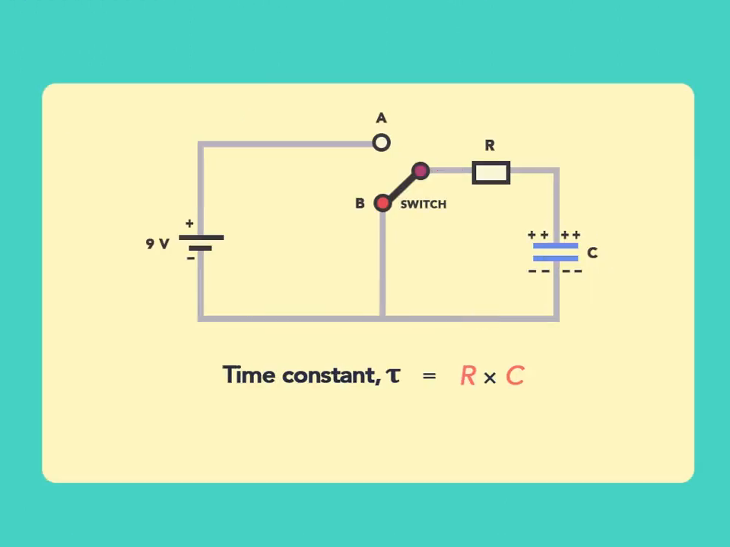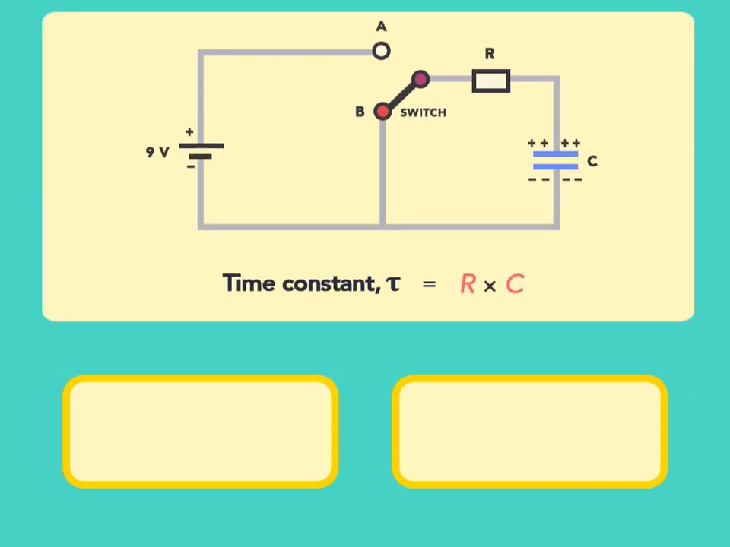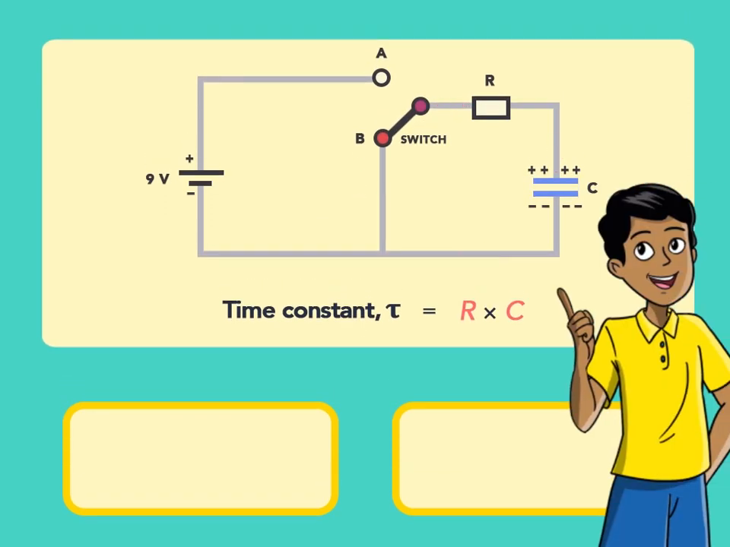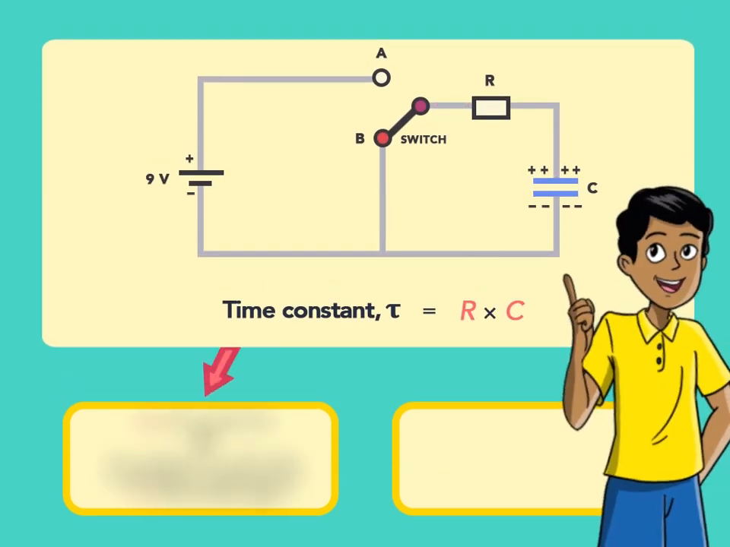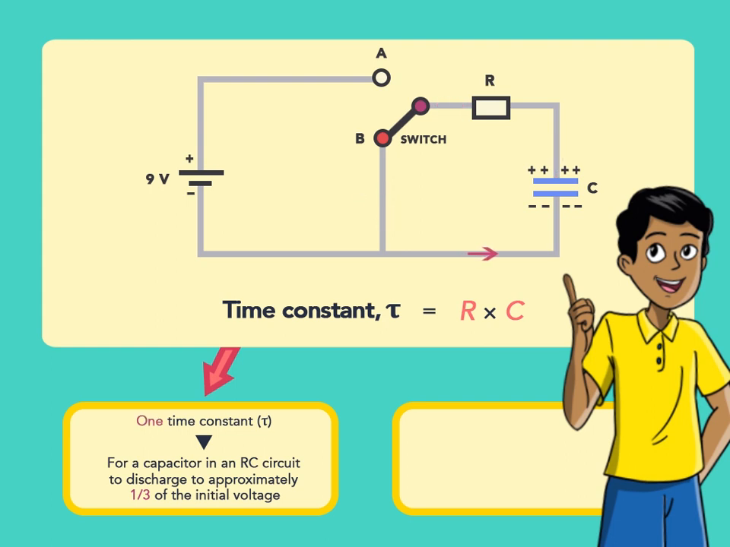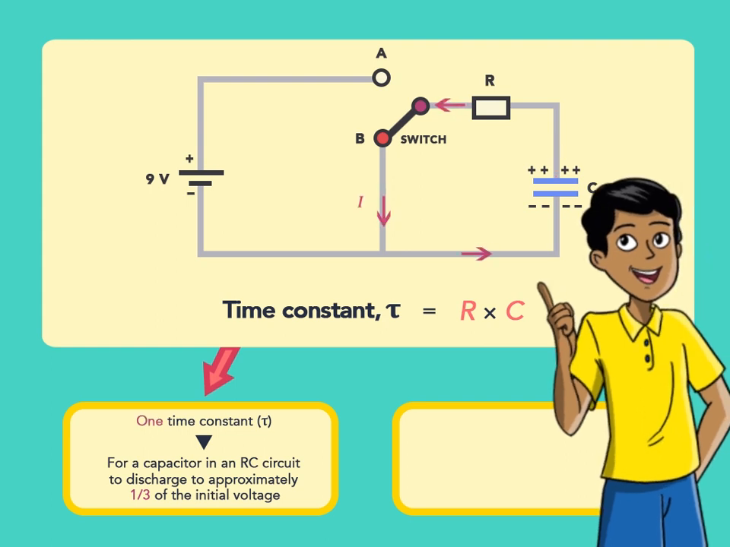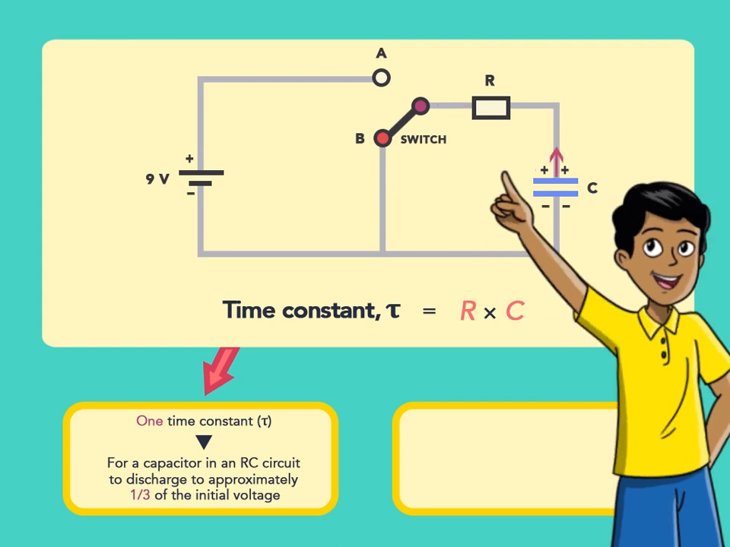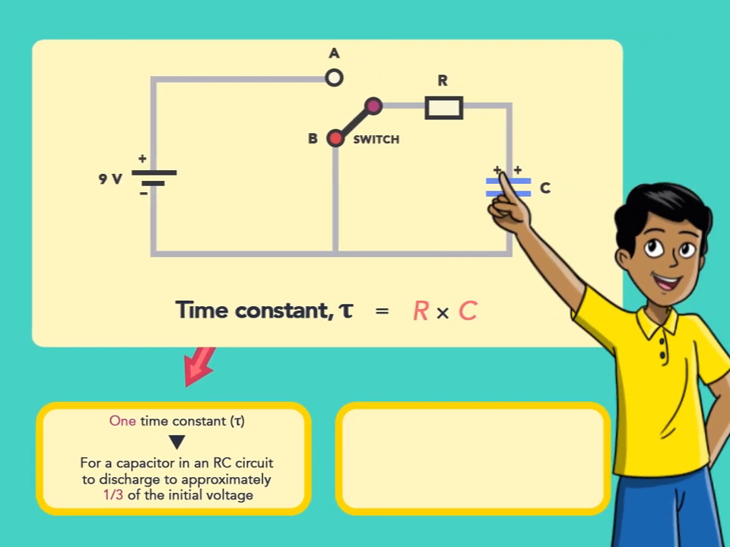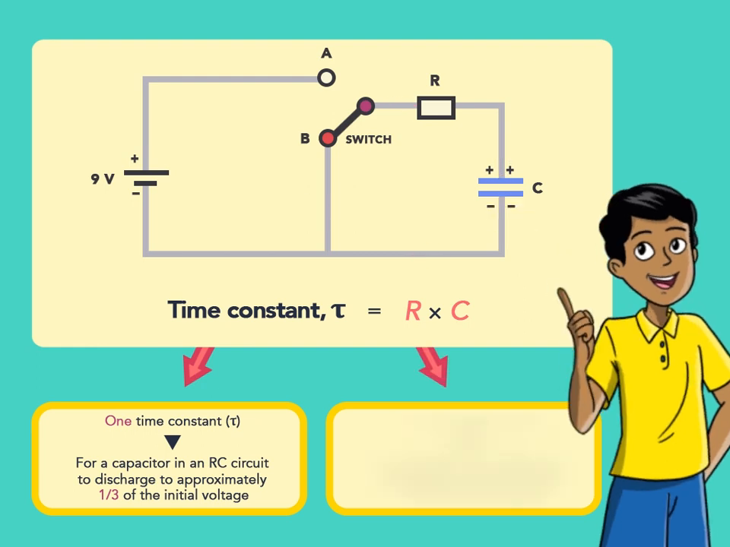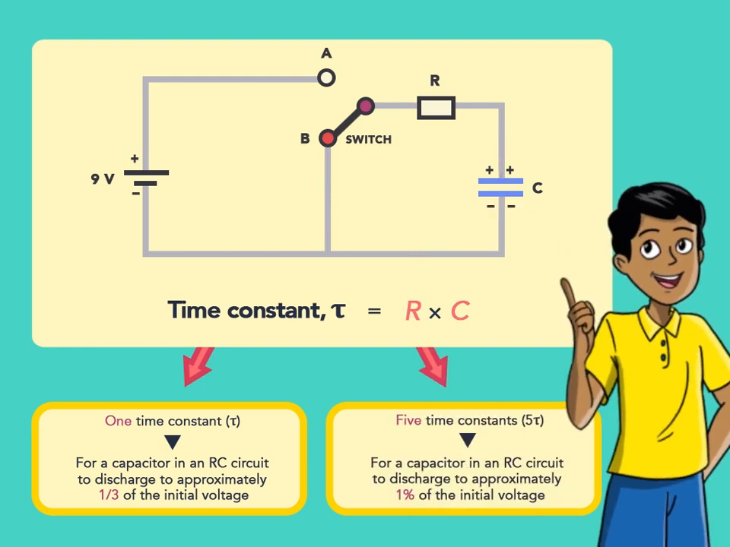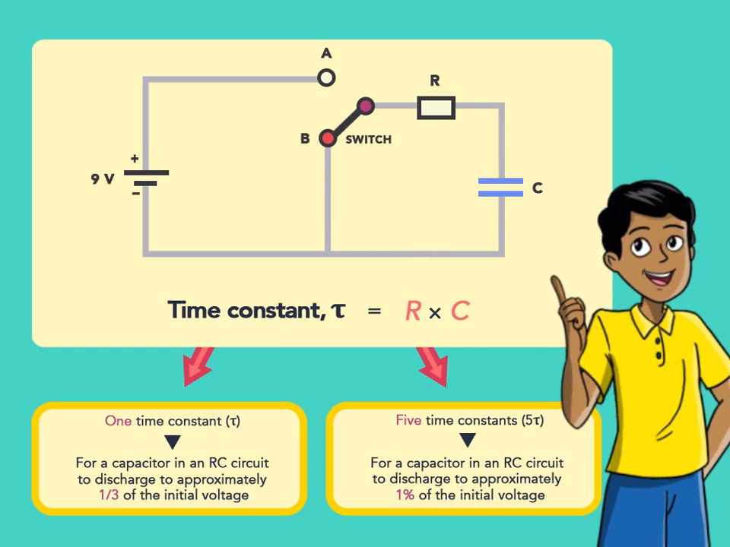In summary, the time constant can tell us two things about the discharging time. 1. It takes one time constant for a capacitor in an RC circuit to discharge to approximately 1/3 of the initial voltage. 2. It takes 5 time constants for a capacitor in an RC circuit to discharge to approximately 1% of the initial voltage.